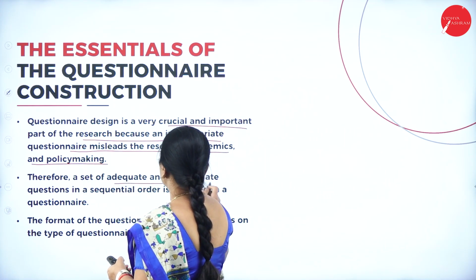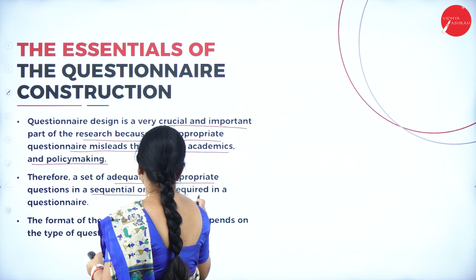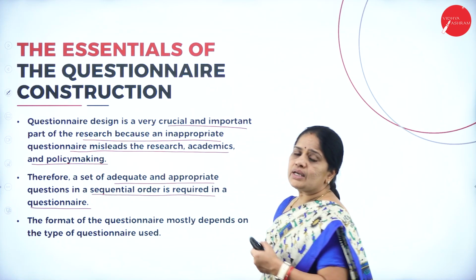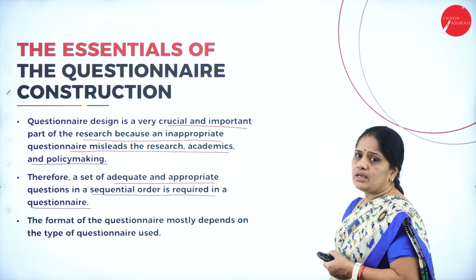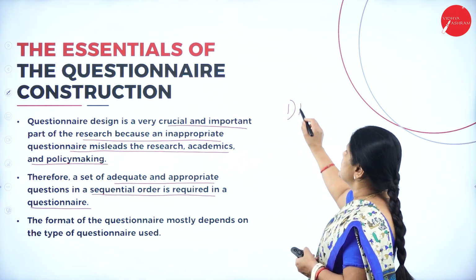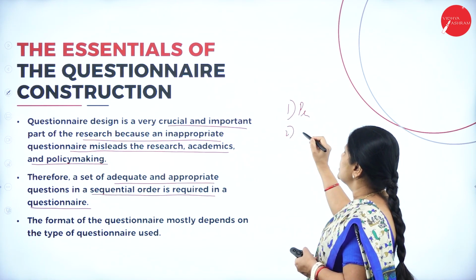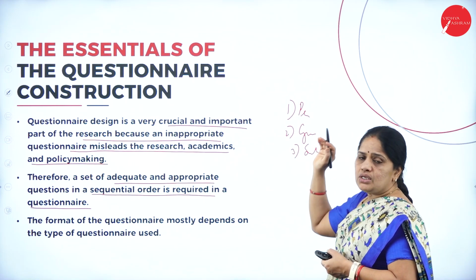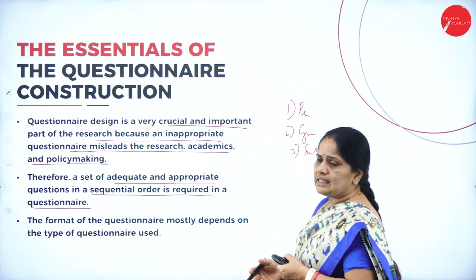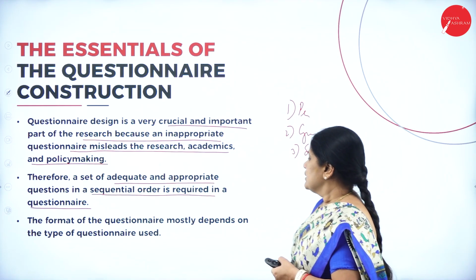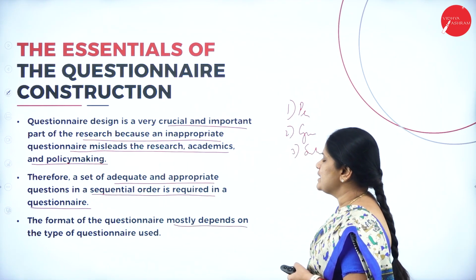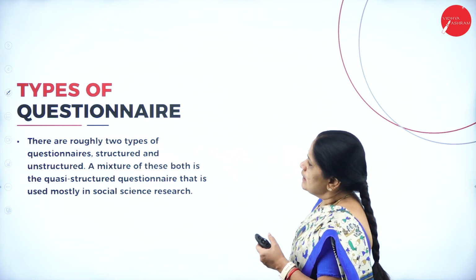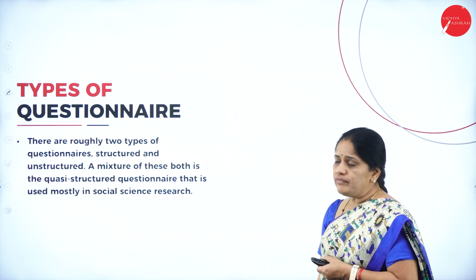Therefore, a set of adequate and appropriate questions in a sequential order is required in a questionnaire. You have to follow a sequence when you are doing a questionnaire. First you will have the personal questions, then questions on general topics, and then the subject related questions. If you maintain this order, that will be an ideal questionnaire. The format of the questionnaire mostly depends on the type of questionnaire used. So, we will see the various types of questionnaire.